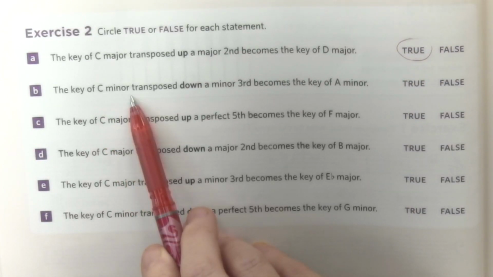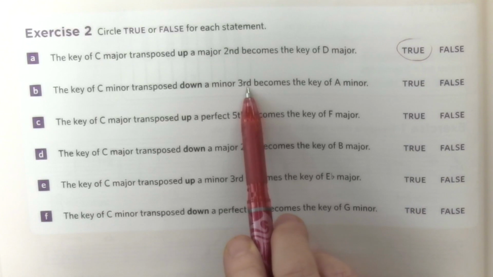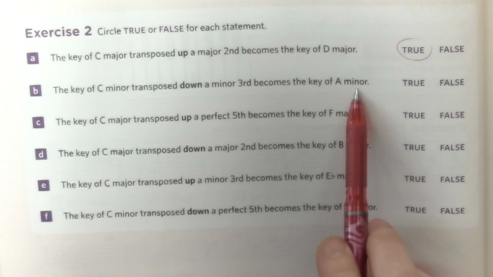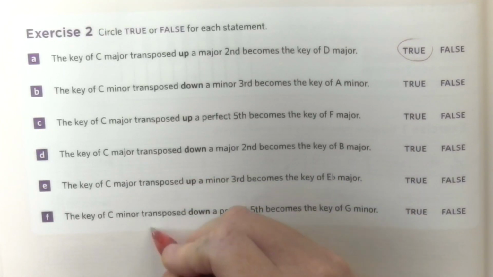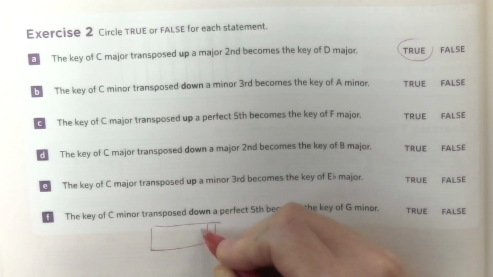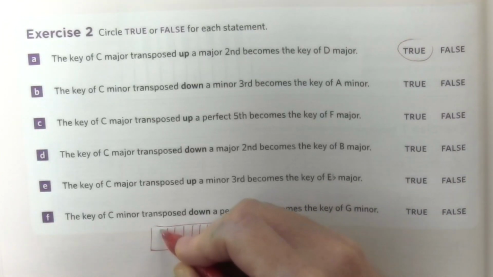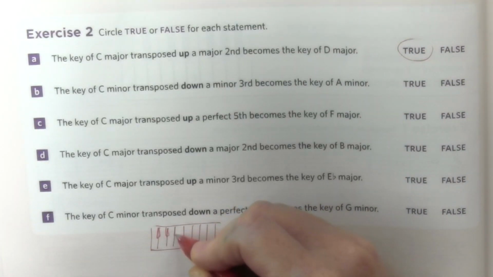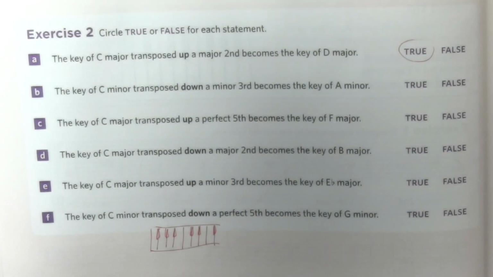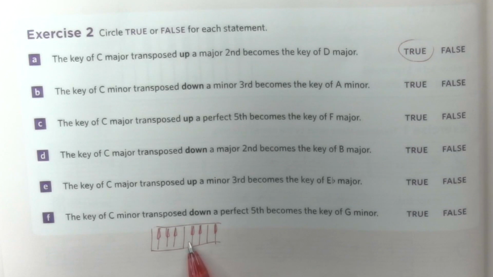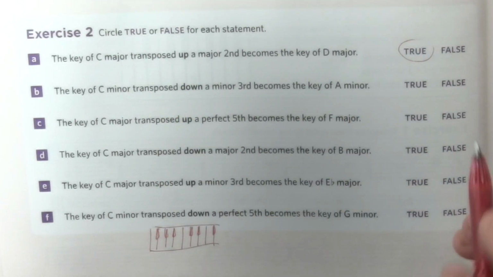C minor down a minor third becomes A minor. Now, let's write, as we said, a keyboard. C minor, a minor third, 3 semitones below. So 1, 2, 3 is A minor. Correct.